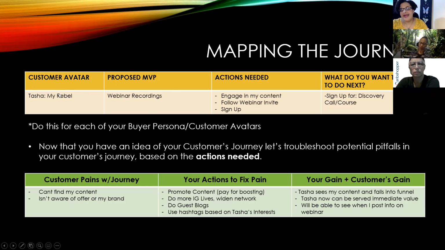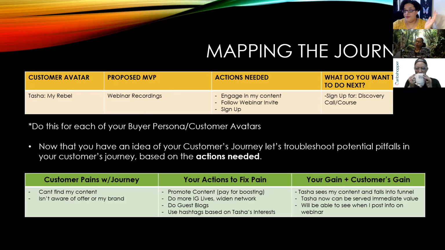So my example is one of my buyer personas. Her name is Tasha, and she's my rebel, based on the archetype. And my proposed MVP is going to be webinar recordings. So it's not minimum effort on my part. I have to create the content, but I want her to be able to get as much value in a short amount of time. All she has to do is maybe watch a 10-minute video. Maybe she gets a little checklist from it.